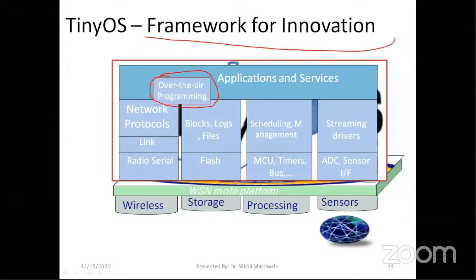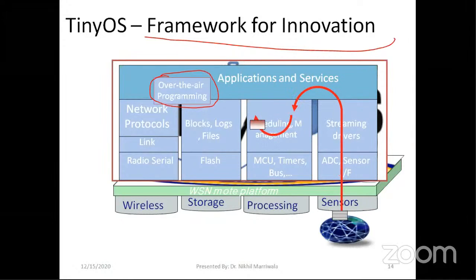We have some network protocols: link, radio, serial, block logs, flash, right? If you see wireless, storage, processing, and sensors, I've tried to categorize all these together. Sensors, the data streaming drivers or ADC sensors send this information for scheduling or management, right? MCU timers make sure that the microcontroller unit receives it at a particular time and then processes it. Then after this, what happens, right?